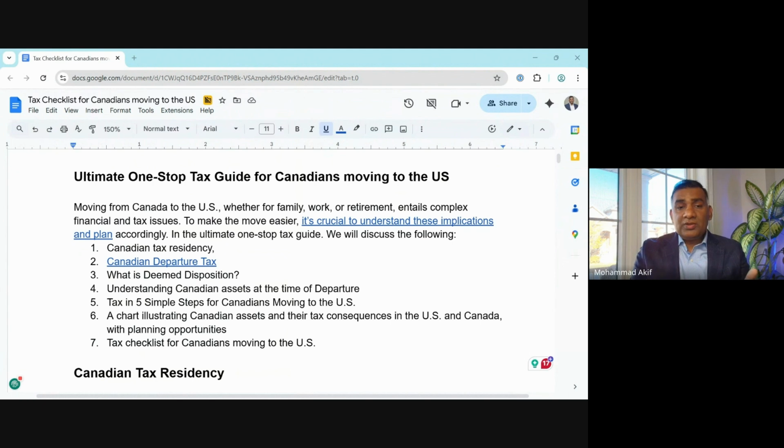This one-stop tax guide for Canadians moving to the US is a one-stop shop where we talk about how things will be on the Canadian side when you move, and how things will be on the US side when you move. That includes reporting forms, and then what you can do to simplify your reporting, right? So this is the summary of what we are discussing today.